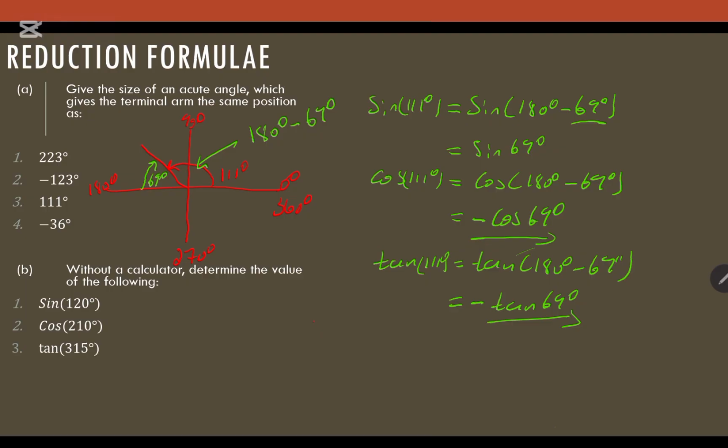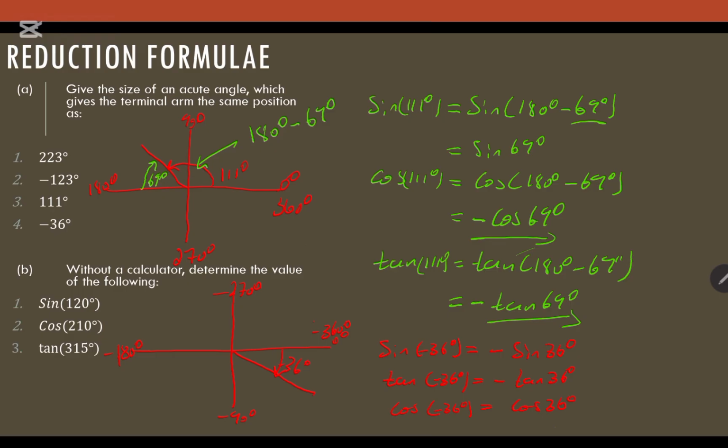Lastly, we are looking at negative 36 degrees. So sine of negative 36 degrees. Negative 36 degrees is the acute angle. It is found in the fourth quadrant. So in the fourth quadrant, only cos is positive. So this will be negative sine 36 degrees. Tan of negative 36 degrees will therefore be negative tan 36. And cos of negative 36 degrees will be positive cos 36 degrees.